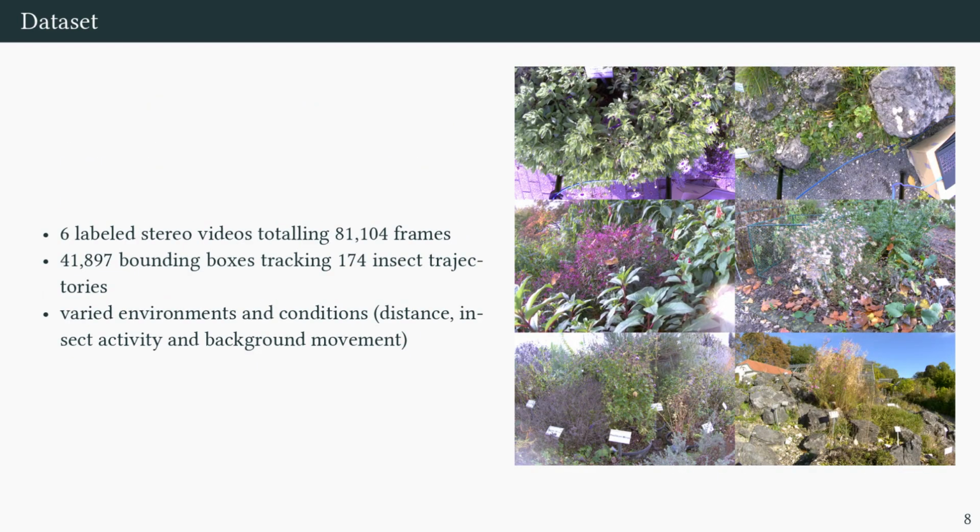To evaluate our approach, insect locations in 6 videos totaling over 80,000 frames were labeled, resulting in over 40,000 bounding boxes tracking 174 individual insect trajectories. These videos were recorded in varied conditions to evaluate the effect of different scene complexity and wind-induced motion.